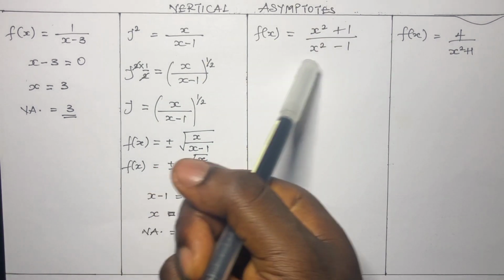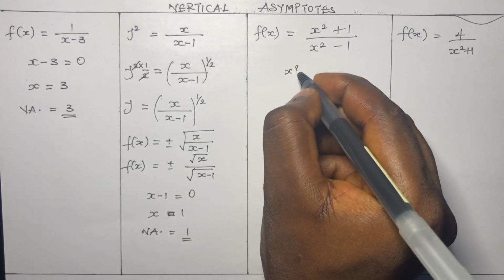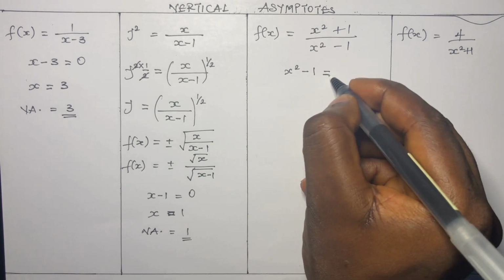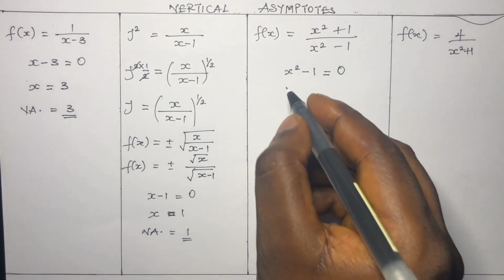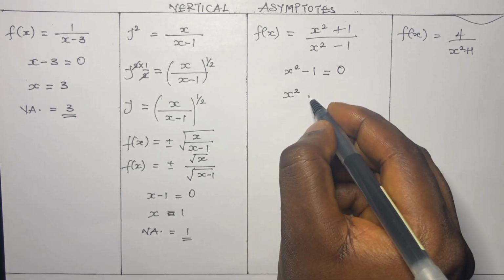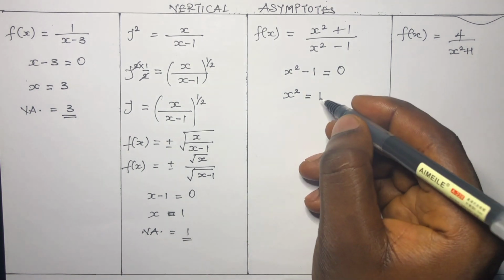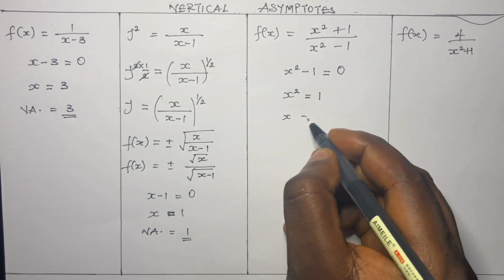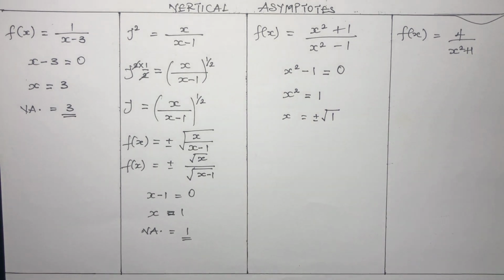have to equate our denominator to 0 to obtain the vertical asymptote of this function. So we have x squared minus 1 equal to 0. Then add 1 to both sides, and we have x squared equal to 1. So if we make x the subject of the formula, we take the root of 1, so we'll have x equal to plus or minus the root of 1.